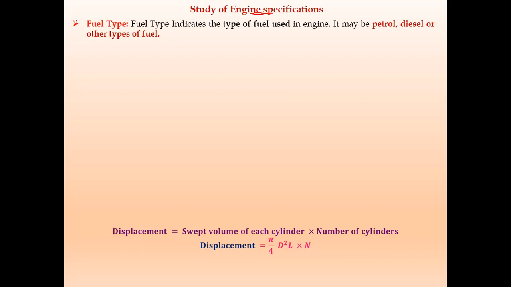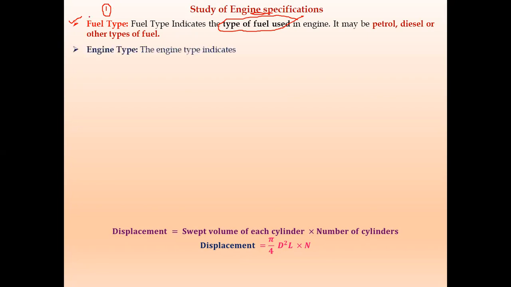So the first parameter is fuel type. Fuel type indicates the type of fuel used in the engine. This is the first parameter used in engine specification. It may be a petrol engine, a diesel engine, or a gas engine, or it may be any other fuel. So the type of fuel is specified. This is the first specification.